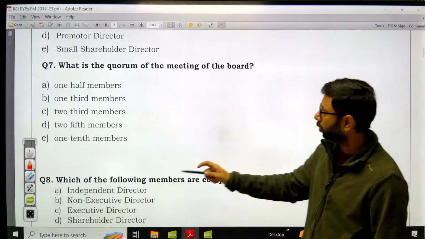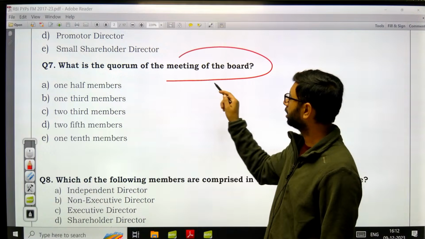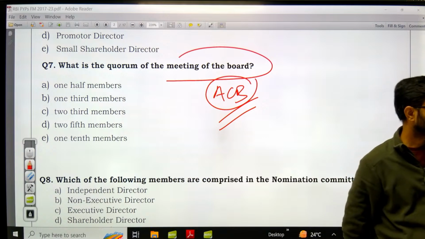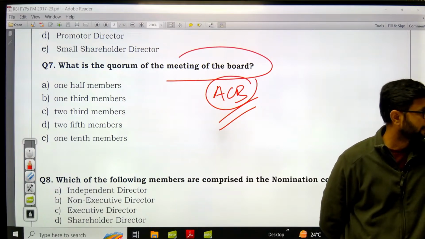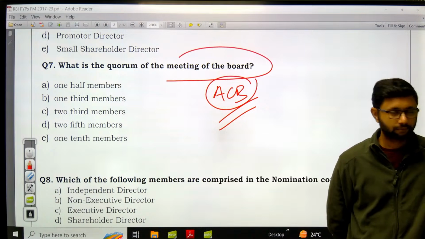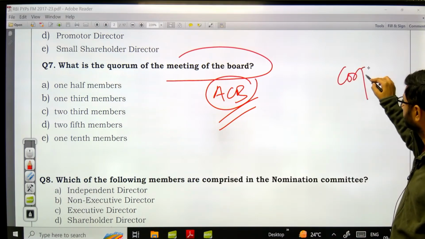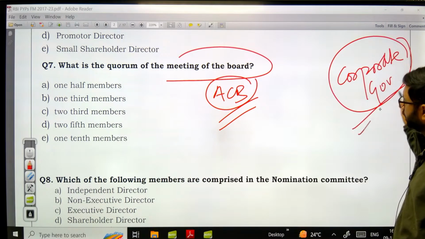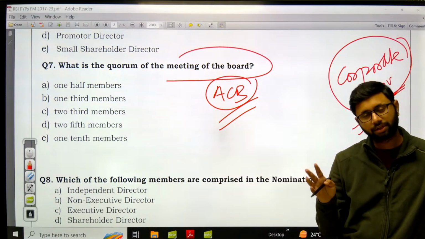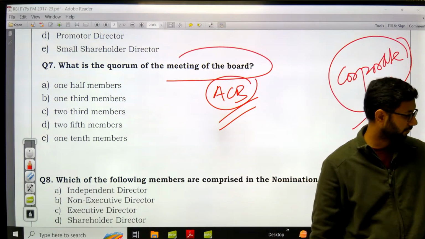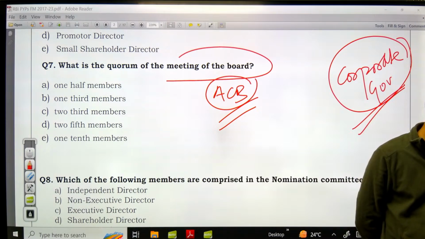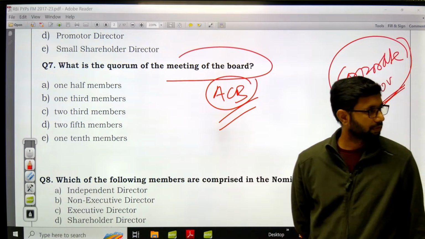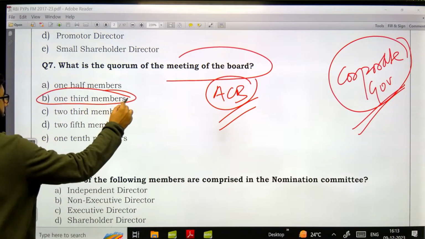Next is, what is the quorum of the meeting of audit committee board? How many members should be present over there? I'll tell you, this is from the corporate governance topic. The beauty of the FM examination is that IBPS has touched each and every topic mentioned in the syllabus, and they've asked every question. So Lokesh says C, Sejal says 1/3. Yes, 1/3 is the correct answer. 1/3 members is the quorum.